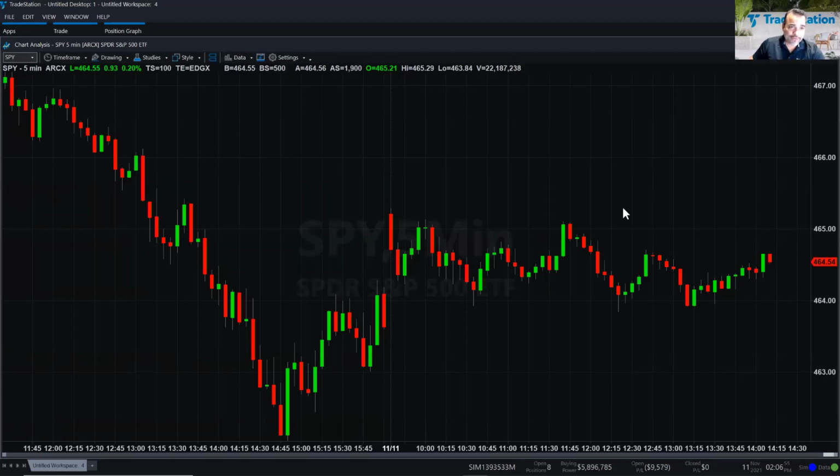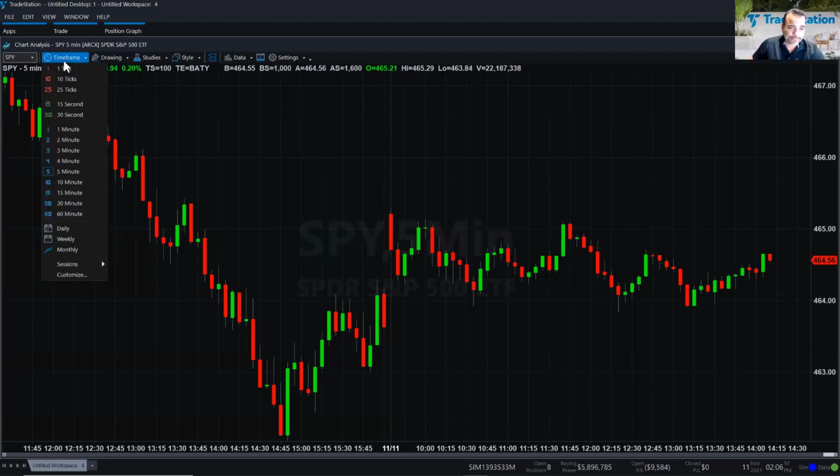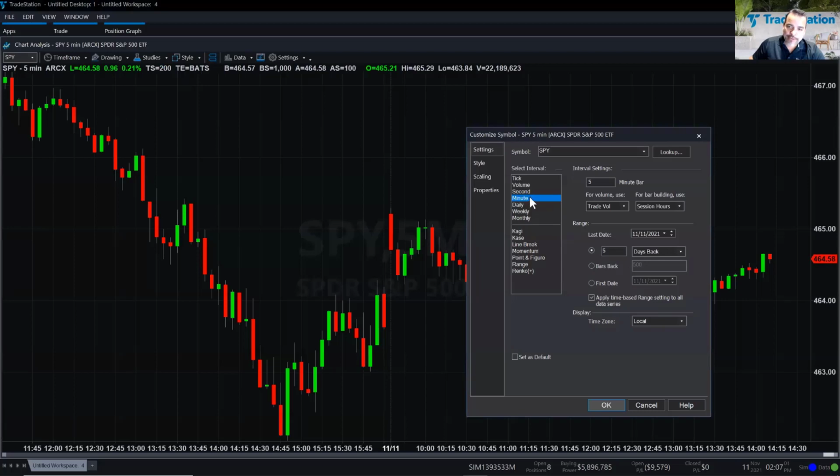We also have, if you go here to time frame and you go to customize, in addition to having the second, minute, daily, weekly, and monthly, these 5 ones that I'm highlighting, those are all time-based. So every candlestick and every bar represents the same amount of time.